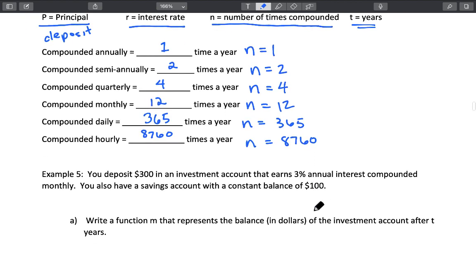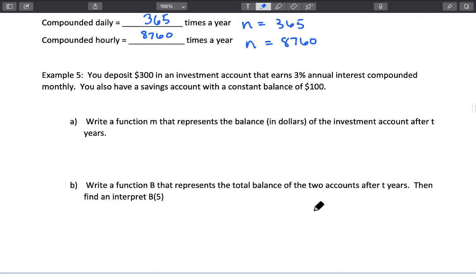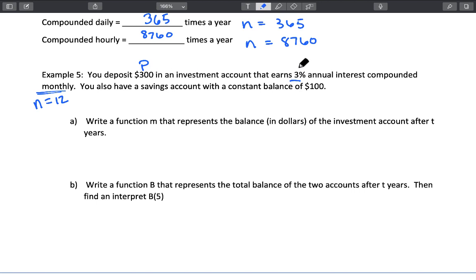So let's try an example here. In example 5, it says that you deposit $300 in an investment account that earns 3% annual interest. Annual interest, that's the key word here. Compounded monthly, that's the key word, not annual. We'll go with compounded monthly. All right, so that means my n value here is 12. I deposited 300, that's my P value. My rate r, got to convert that to a decimal, is 0.03. And it says you also have a savings account that has a constant balance of $100.